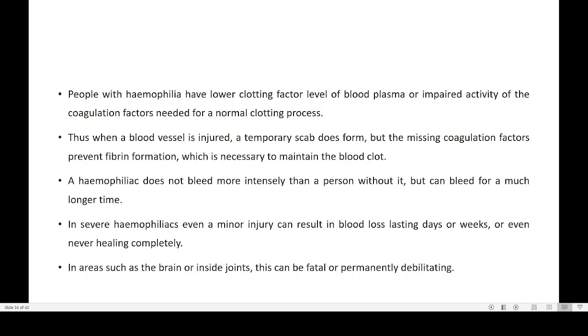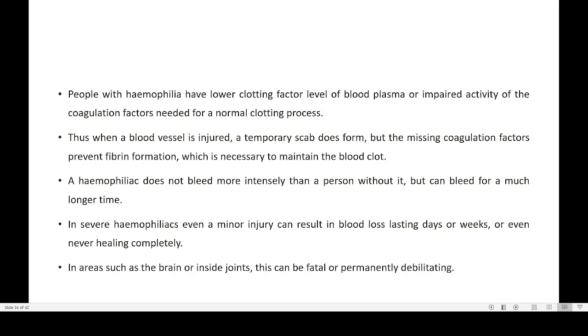In areas such as the brain or inside joints, this can be fatal or permanently debilitating. Debilitating means causing extreme damage. That is the meaning of debilitating. And fatal means causing death.